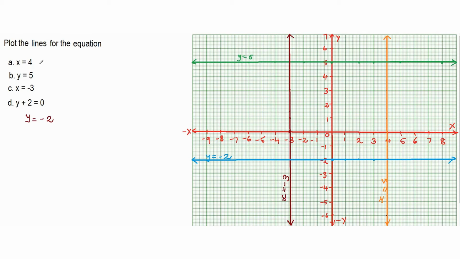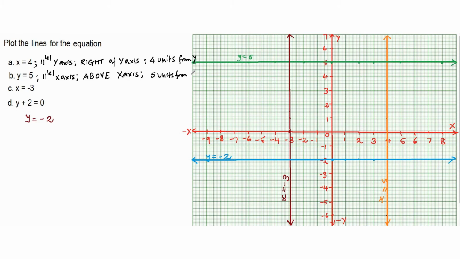So if I were to quickly mark the answers, x equals 4 is parallel to the y-axis. It is towards the right of the y-axis, and that's because x is positive 4, and it is at a distance of 4 units from the y-axis. Similarly, y equals 5 is parallel to the x-axis. It is above the x-axis because y is equal to positive 5, and it is at a distance of 5 units from the x-axis.